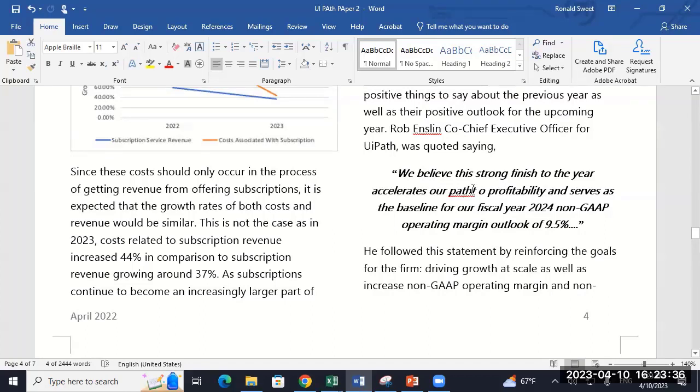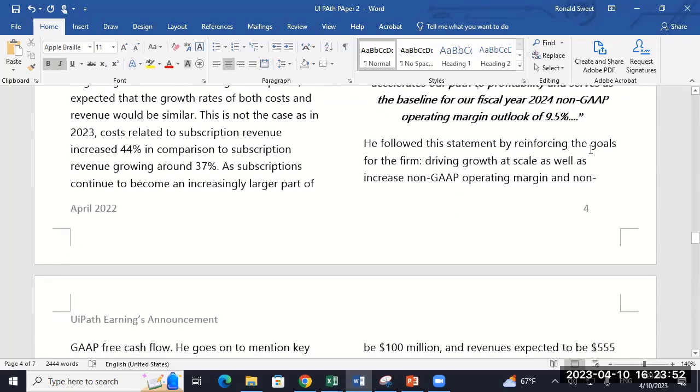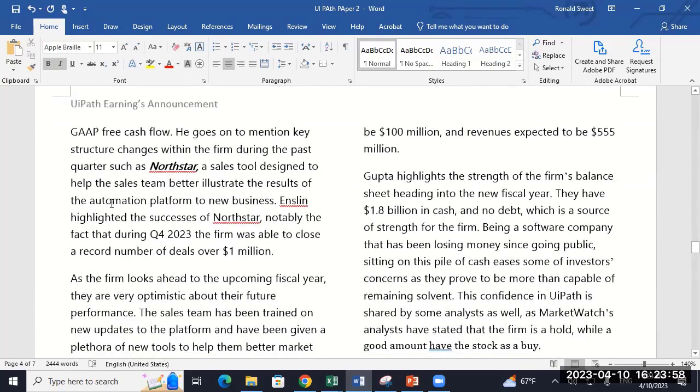I'm not sure. Oh, path to profitability. I thought they had some kind of special term, but no, path to profitability, and it serves as the baseline for our fiscal year 2024 non-GAAP operating margin outlook of 9.5%. He followed this by reinforcing the goals: driving growth at scale, as well as increasing non-GAAP operating margin. He goes on to mention key structure changes.